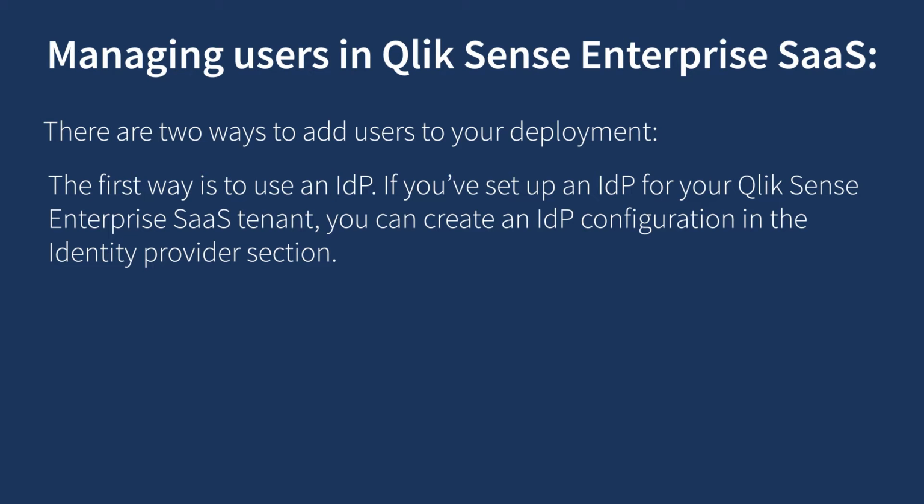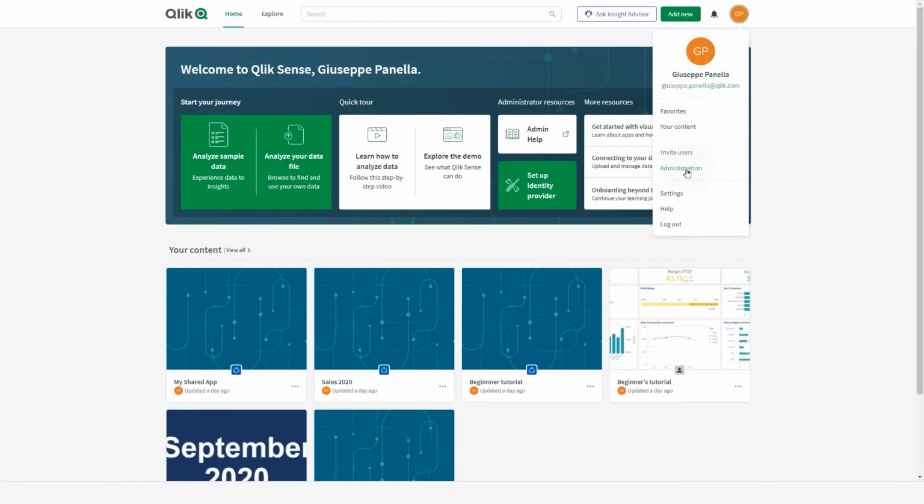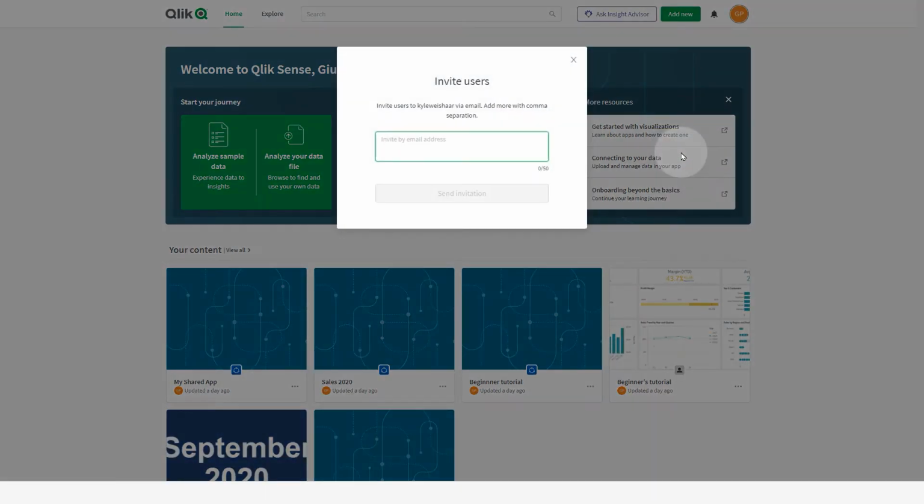Identity Provider section. The second way to add users to your deployment, if you do not have an IDP, is to add users by sending email invites. To do this, click Invite Users under your profile icon. On the invite form, add the email address of the user you want to invite. You can send multiple email invites by listing emails separated by a comma or a space.